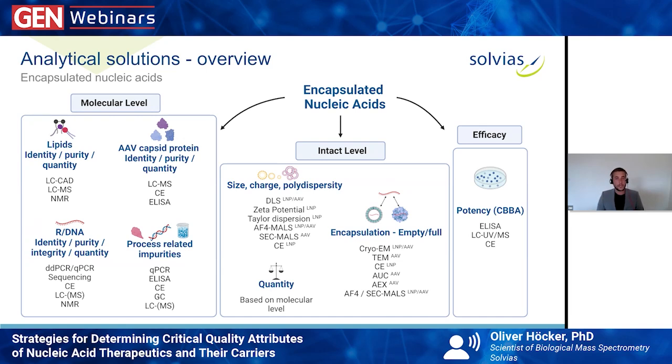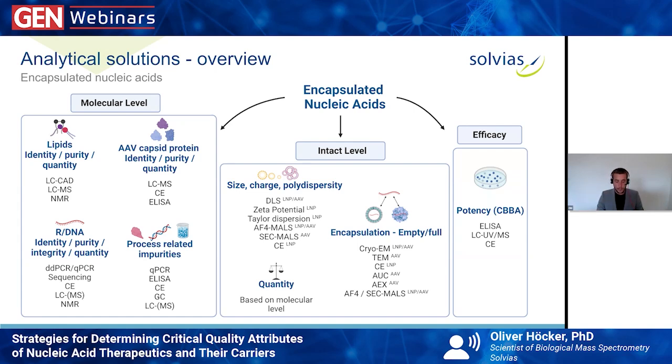So with this, we are leaving the nucleic acids that are pure without any carrier, not encapsulated. And we are now coming to the LNP and AAV systems. And again, we have here 3 different groups of the encapsulated ones. One is on the left side, the molecular level, where we take the drug product, so the mRNA or DNA encapsulated, and we break the system open.